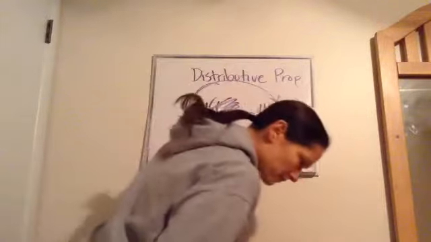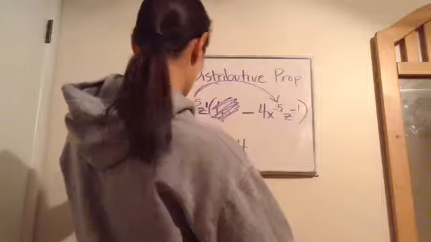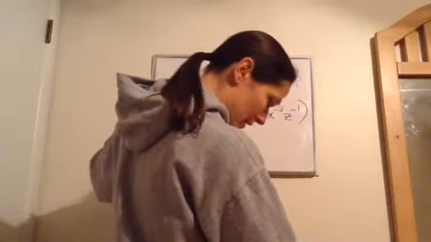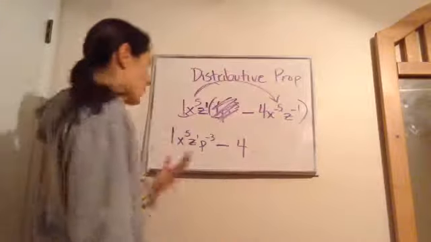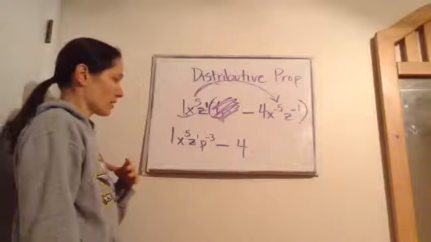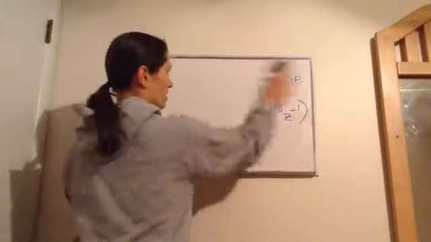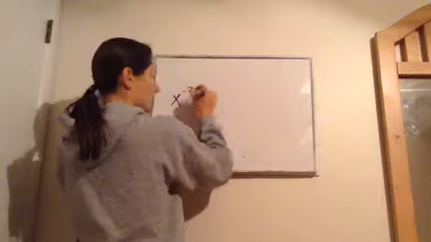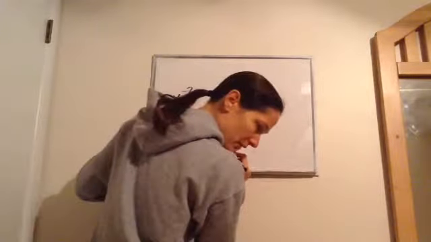Okay? So our answer is 1 x to the 5th z to the first p negative 3 minus 4. Final answer. Okay? Alright. Let's do another one, just to make sure you're understanding. It's still the distributive property. x negative 2. You can do this one on your paper with me. See if you can do it yourself, how you're doing with it.